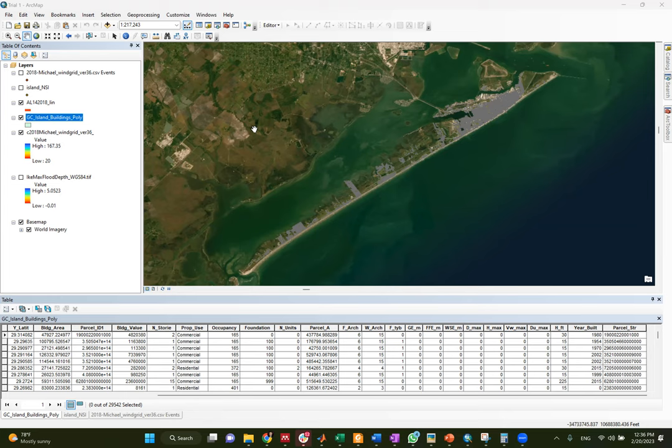If you remember, over the last couple of lectures we introduced ArcGIS and did some data analysis using ArcGIS. So let's see today how we can do risk analysis.